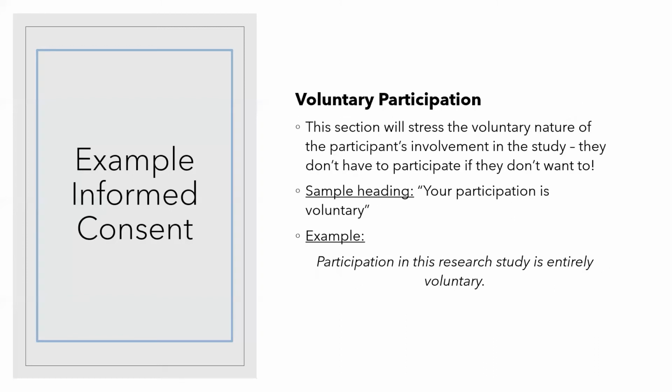Next, you'll need to write about voluntary participation. This section will stress the voluntary nature of the participants' involvement in the study. They don't have to participate if they don't want to. In no study should participants be forced to do something. That's pretty unethical. A sample heading could be, your participation is voluntary, and unless you need to mention something else, you can write just one sentence, something like, participation in this research study is entirely voluntary. So this is quite simple.